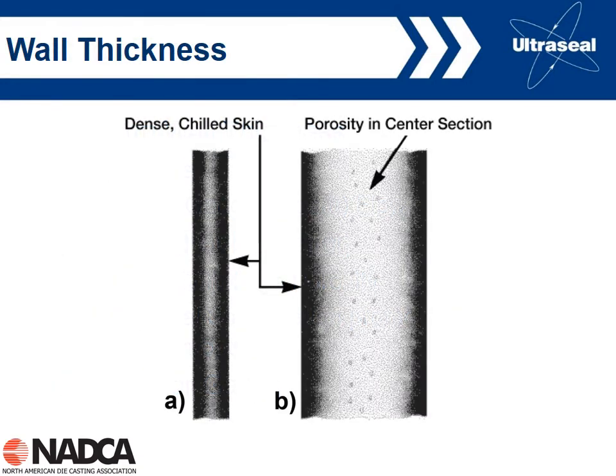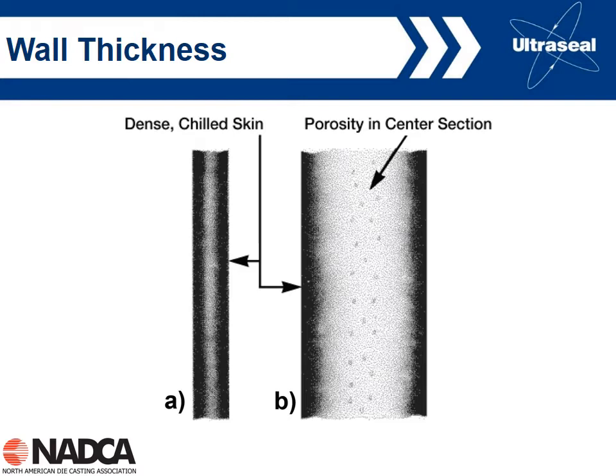Let's talk a little bit about wall thickness, and I think we talked about this a little bit in some of the previous webinars too. In general, the strongest casting is going to be the thinnest casting, and this is a result of the dense layer on the surface of die castings. What we're showing here, you can see the dense layer here on the thin casting, and a dense layer here on the thicker casting.